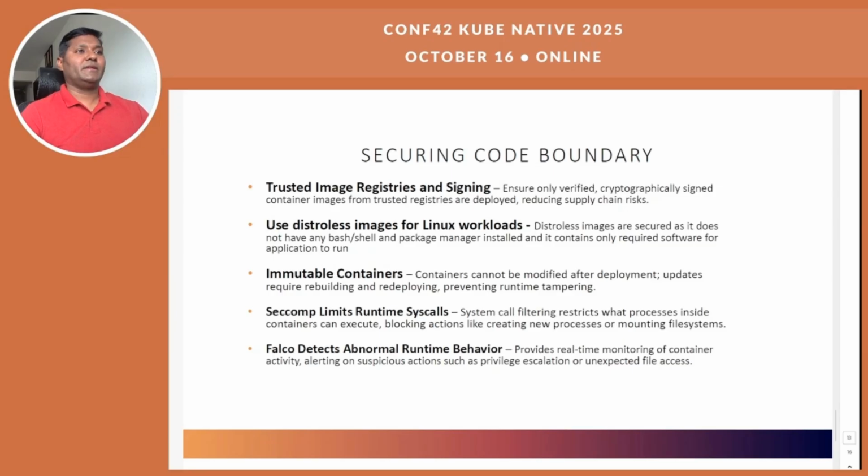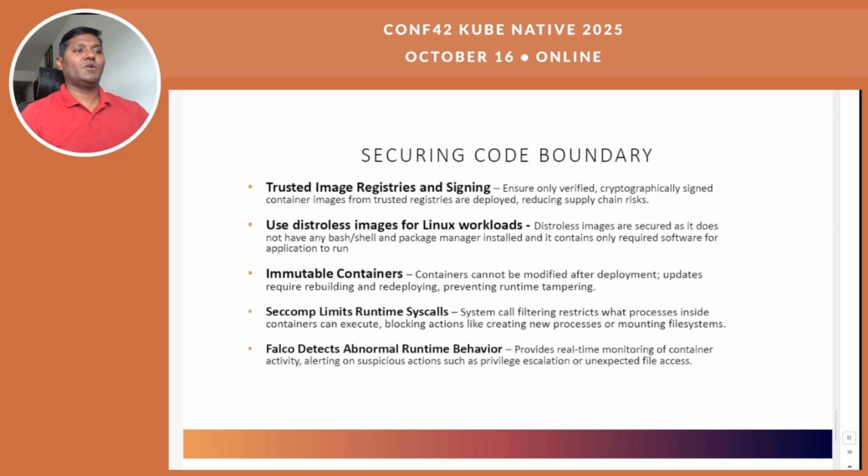Securing the code boundary. The code boundary represents the fourth and final layer of the defense in depth model. This layer focuses on securing the code that executes inside containers to ensure that runtime behavior remains controlled and trusted. First, using trusted image registries and signing ensures that only verified and cryptographically signed container images are deployed. This step significantly reduces supply chain risks by preventing the use of unverified or tampered images.